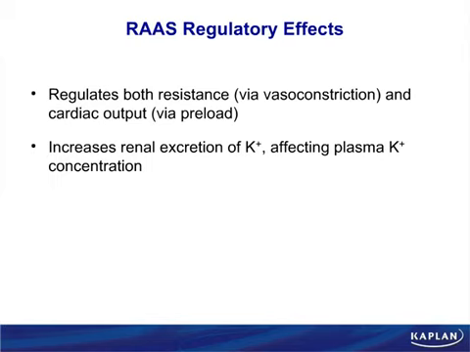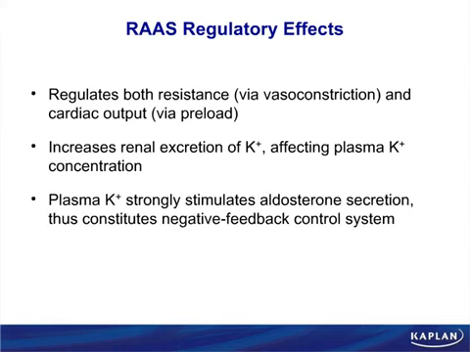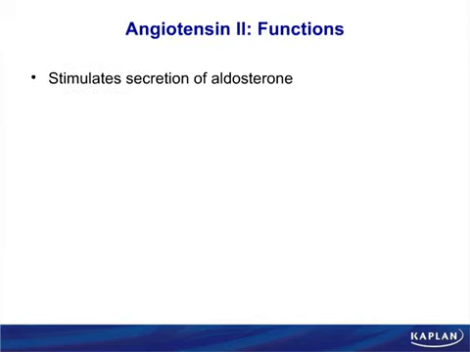So potassium is a strong stimulator of aldosterone. And so therefore, the potassium will increase aldosterone, and aldosterone excretes potassium with the principal cell.